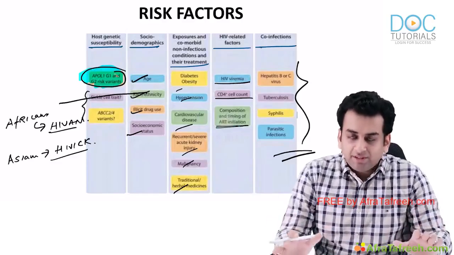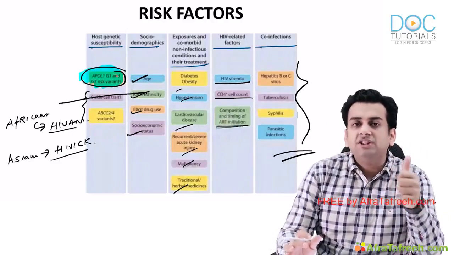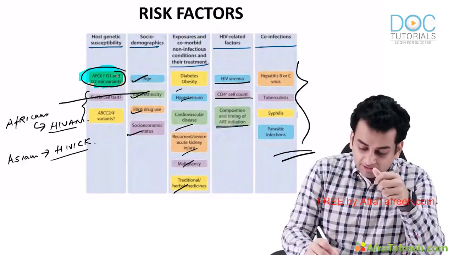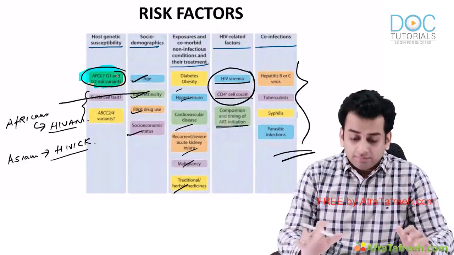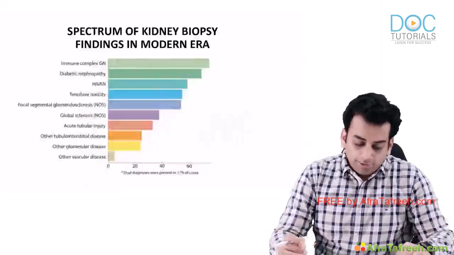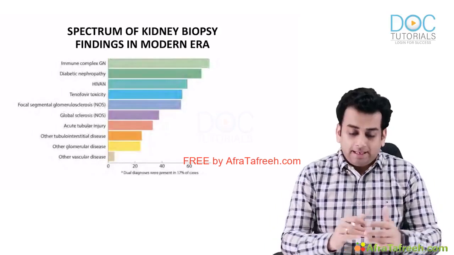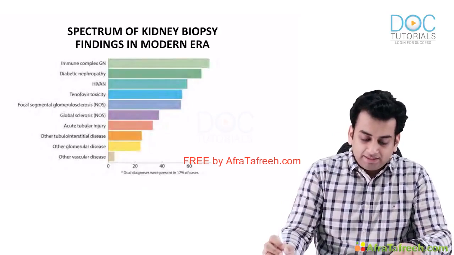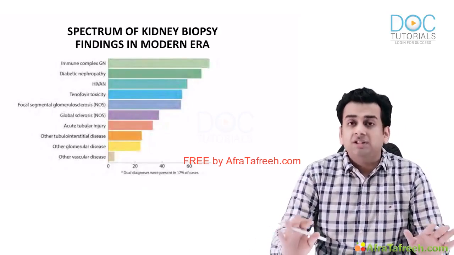But out of everything, if you have to take certain take home messages, it is the APOL1 G1, G2 variants, it is the age, ethnicity, it is the CD4 count, HIV viremia, and the ART initiation, which are very, very important factors. Now, what are the different diseases that can be happening in an HIV patient affecting the kidney, and how common are those diseases?